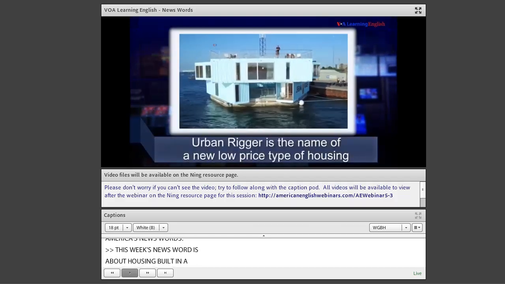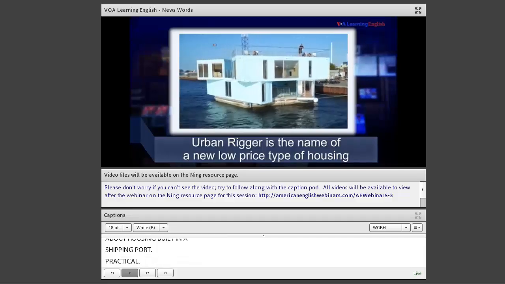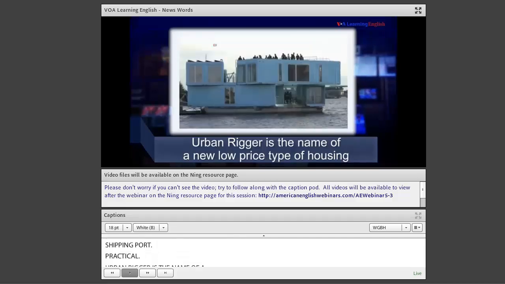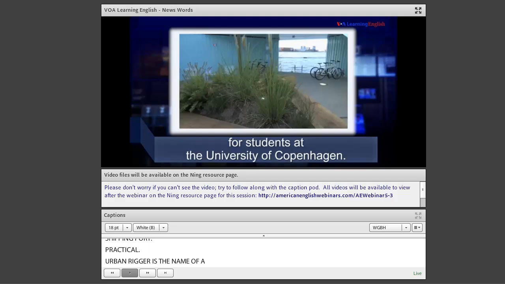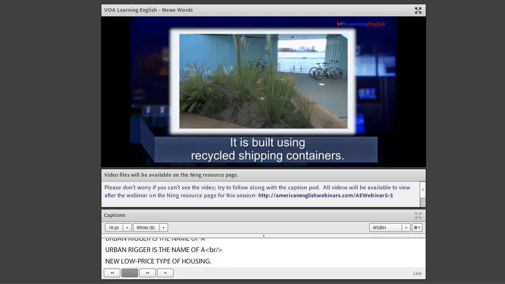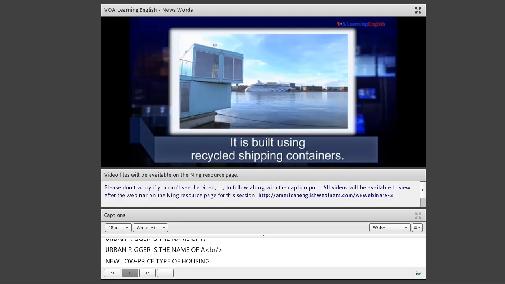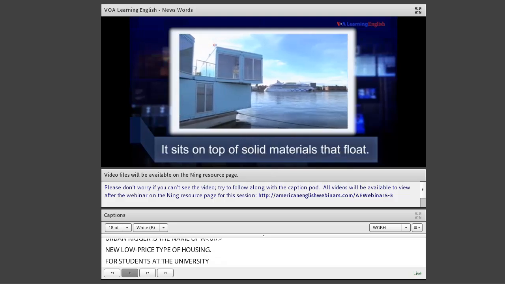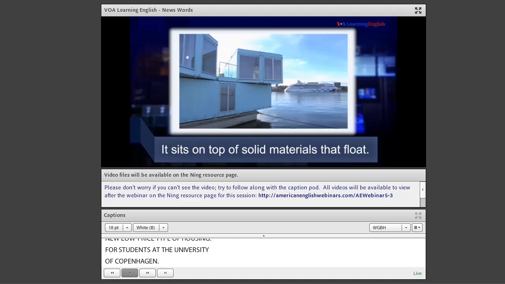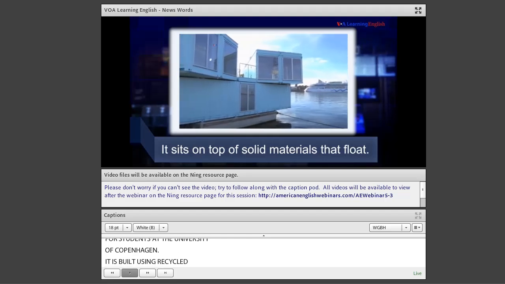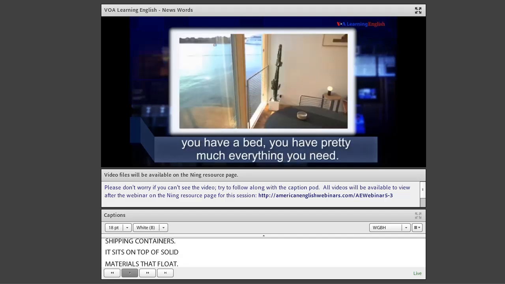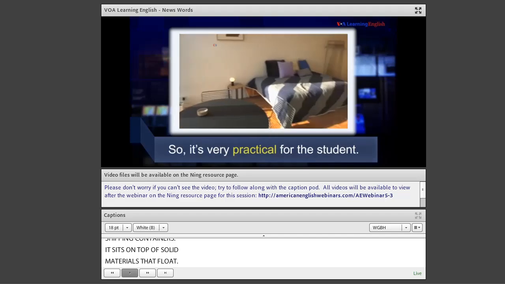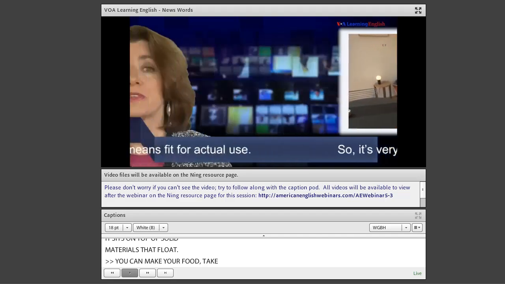Urban Rigor is the name of a new low-price type of housing for students at the University of Copenhagen. It is built using recycled shipping containers. It sits on top of solid materials that float. You can make your food, you can take a shower, you have a toilet, you have a bed, you have pretty much everything you need. So it's very practical for the student.